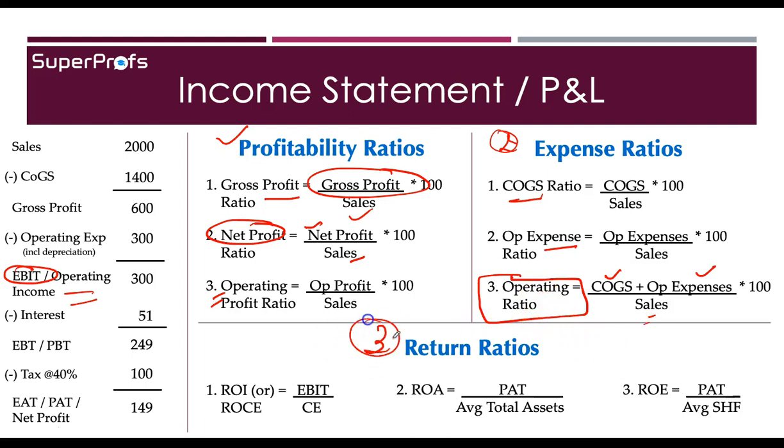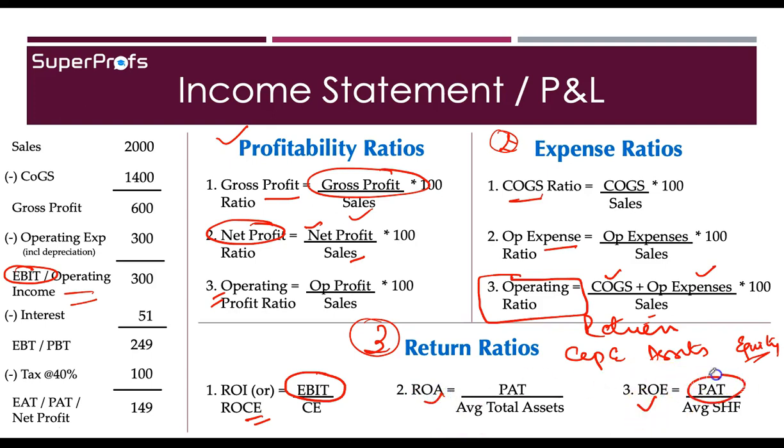The third kind of ratios are the return ratios, in which you calculate how much return you have received against either your capital employed, or against your assets, or against the equity, which is that of the shareholders. The key point to remember here is when you're calculating the return on investment, or return on capital employed, in that case you will take earnings before interest and tax, that is the operating income, in the numerator, whereas in return on assets and return on equity you will take profit after tax, that is your net profit.